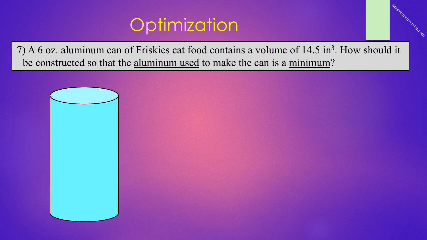Number 7 reads, a 6-ounce aluminum can of Friskies cat food contains a volume of 14.5 cubic inches. How should it be constructed so that the aluminum used to make the can is a minimum? There are an infinite number of ways that we can construct a cylindrical can containing 14.5 cubic inches. Watch as we generate a number of them.